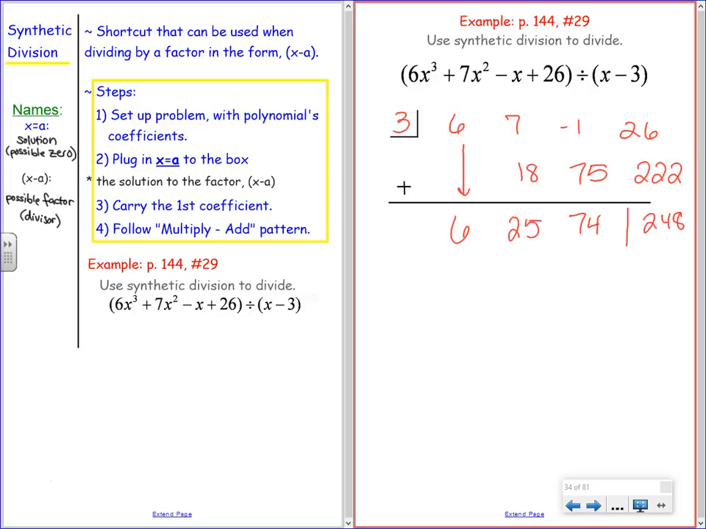Why did I put a straight line? Caleb, say it louder. That's the remainder. That's the remainder. Nice. Louder.